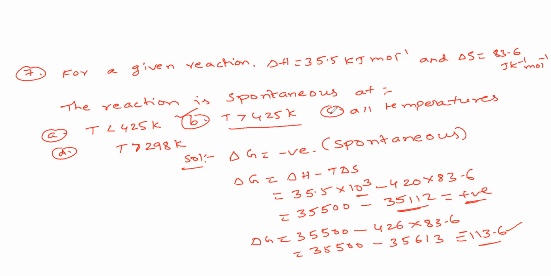Why have we taken 10 to the power of 3? Because they have given the delta H value in kilojoules per mole, so we have to convert it into joules per mole, because the entropy is in joules. To convert, you multiply by 1000. So it becomes 35,500, and minus 35,112 gives a positive value. So delta G is positive, meaning non-spontaneous. So this is not correct.